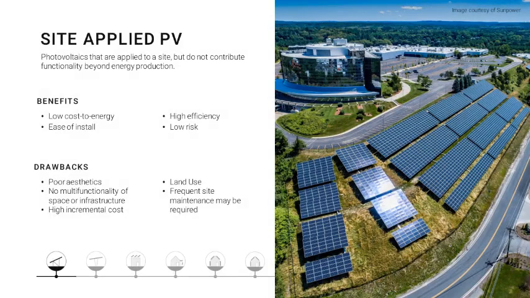In summary, site-applied photovoltaics consists of PV systems that are applied to a site but do not contribute functionality beyond energy production. The benefits include a low cost to energy, ease of installation, and high efficiency on a per kilowatt basis. The drawbacks are mainly tied to its poor aesthetics, lack of multifunctionality, high incremental costs, land use requirements, and the potential for ongoing maintenance. For instance, in this example, grasses likely need to be regularly managed to mitigate shading. This is a concern that you don't see in some more integrated applications.